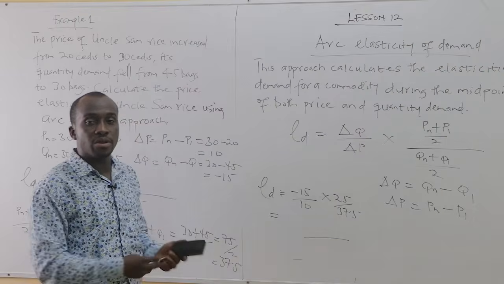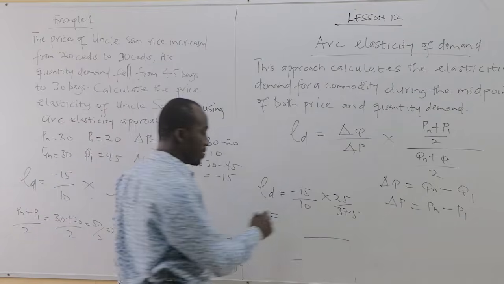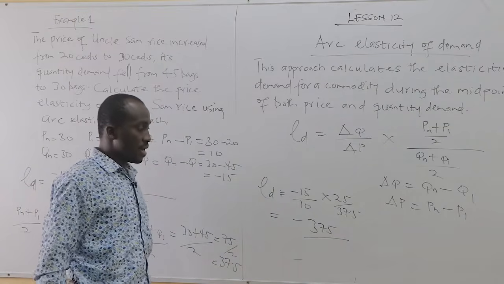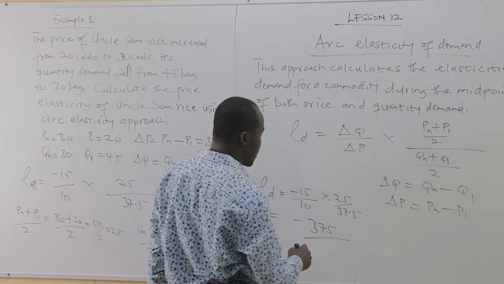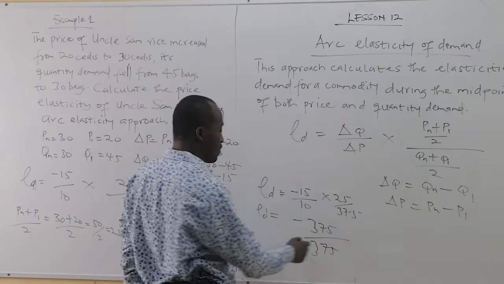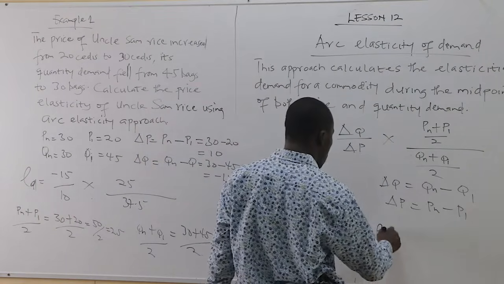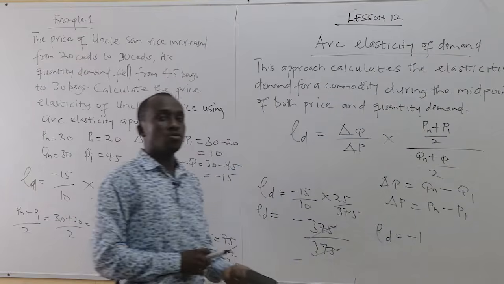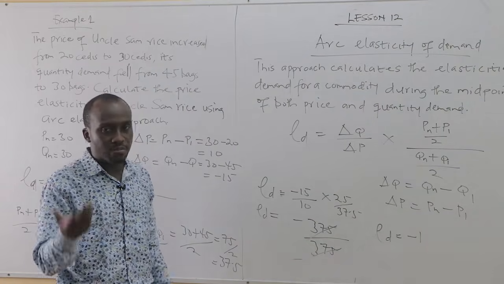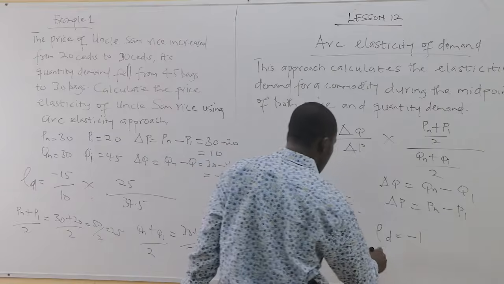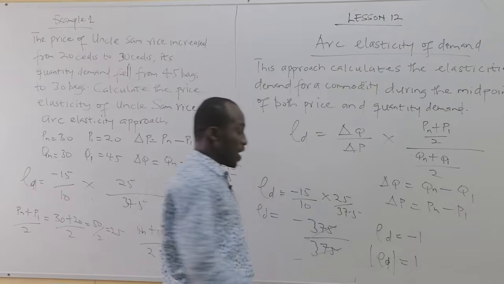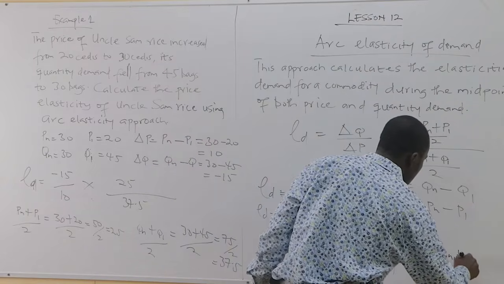So when you multiply the top, you're going to get negative 375, and the bottom one gives you positive 375. So when you divide, you're going to get elasticity which is equal to -1. So you see that with the arc elasticity you are getting a negative elasticity. It should always be negative. So when you take the absolute value, you're going to get elasticity equal to 1, and when elasticity is equal to 1, we call it unitary elastic.